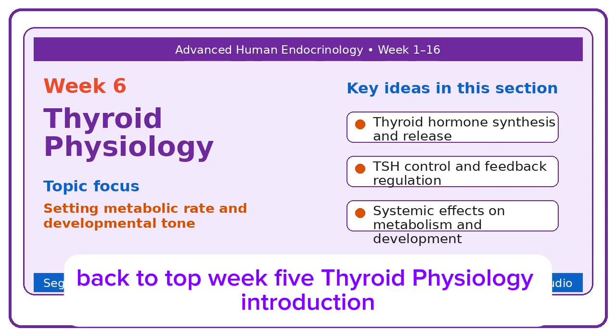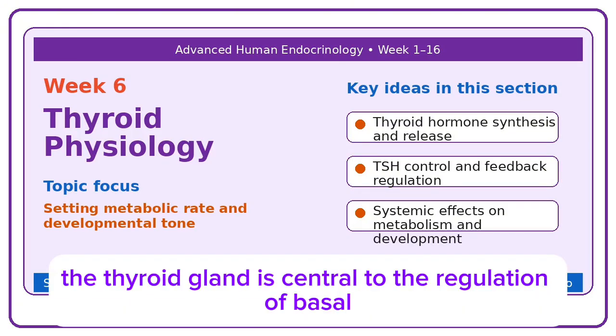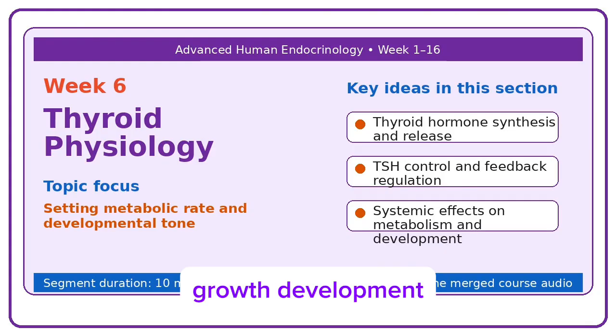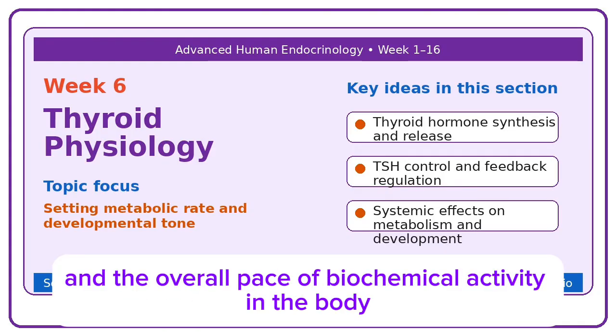Back to top. Week 5. Thyroid Physiology Introduction. The thyroid gland is central to the regulation of basal metabolic rate, thermogenesis, growth, development, and the overall pace of biochemical activity in the body.